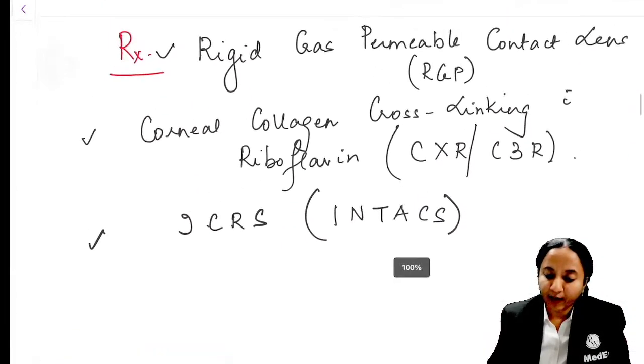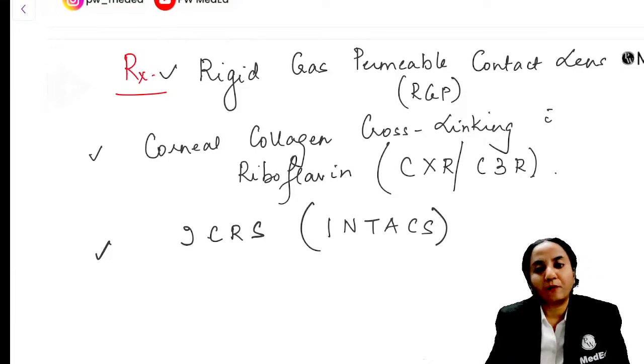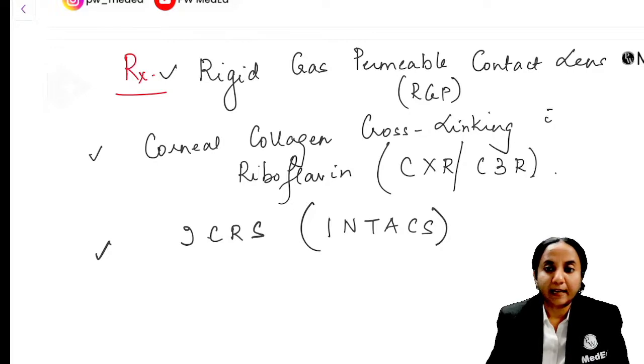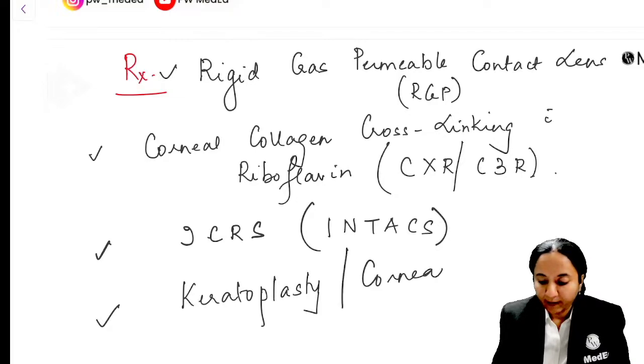So we can first try giving RGP lenses. If we are not able to fit the lenses, we will do C3R. We also have the option of doing intracorneal ring segments or intacs. And agar none of these things are working, then the last option is keratoplasty. Keratoplasty means cornea transplantation, this is the last option.